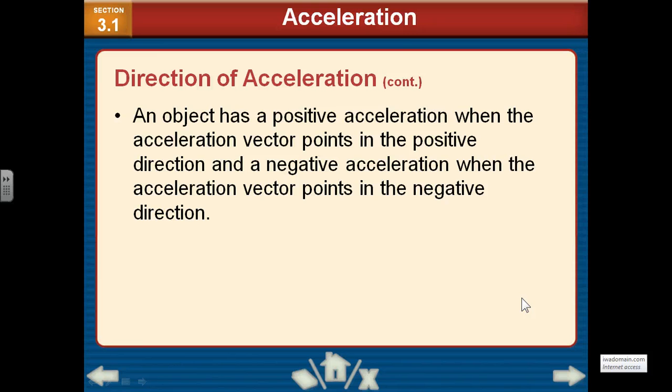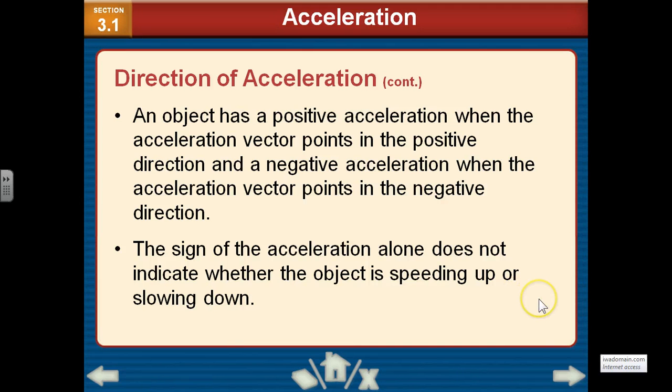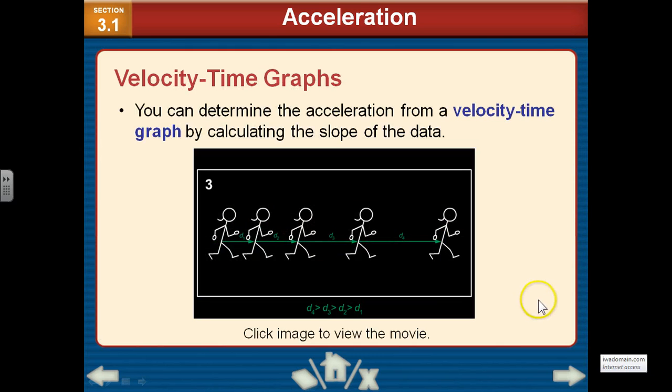An object has a positive acceleration when the acceleration vector points in the positive direction, however we define positive, whether that's up or to the right or whatever we decide. Negative acceleration points in the opposite direction. The sign of the acceleration alone does not indicate whether the object is speeding up or slowing down. You also have to take into account where they're going.